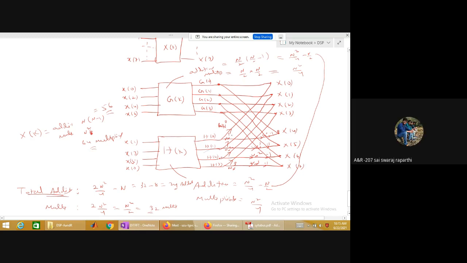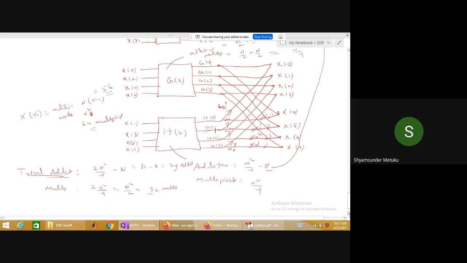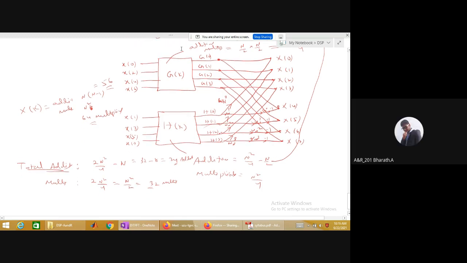So ultimately, I'm expecting capital X of 0 to X of 7 with a smaller number of additions and multiplications. So is it not a faster way of calculating the DFT compared to the direct DFT? Now, 8 samples are divided into two 4-sample groups. Can I divide the 4 samples again into 2 samples? That is not radix 4; in this, again radix 2 only. In this, the even samples are X of 0, X of 4, and X of 2, X of 6 become odd samples, isn't it?